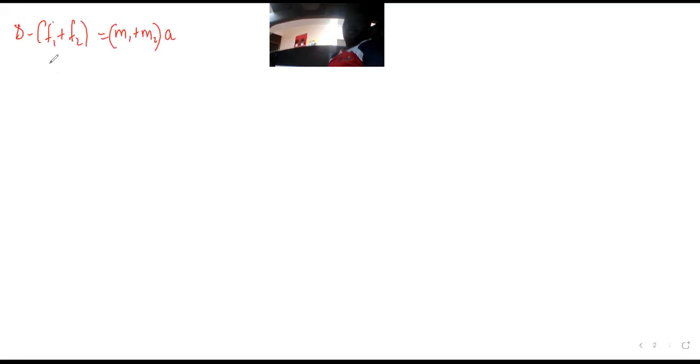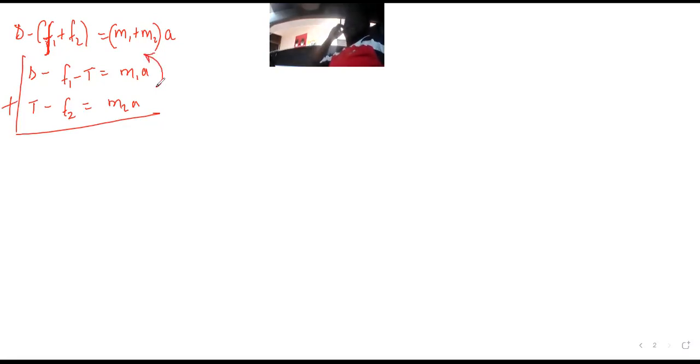With this, I've showed you that one of the equations was D minus F1 minus T is equal to M1A. Then tension overcame F2 to give us M2A. When we merged these two by addition, we realized it comes to that. So that general equation shows you that the tension is not so relevant in making the system move, if you're taking the system as a whole.